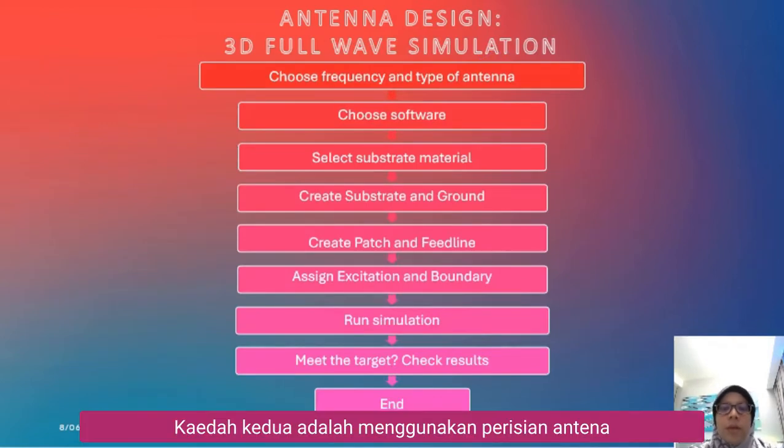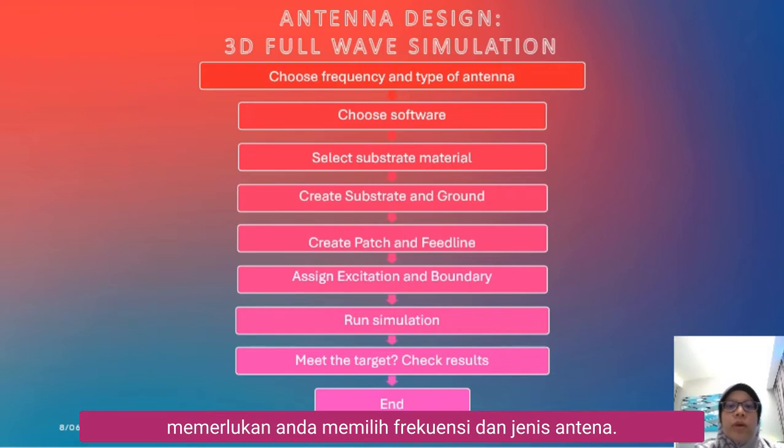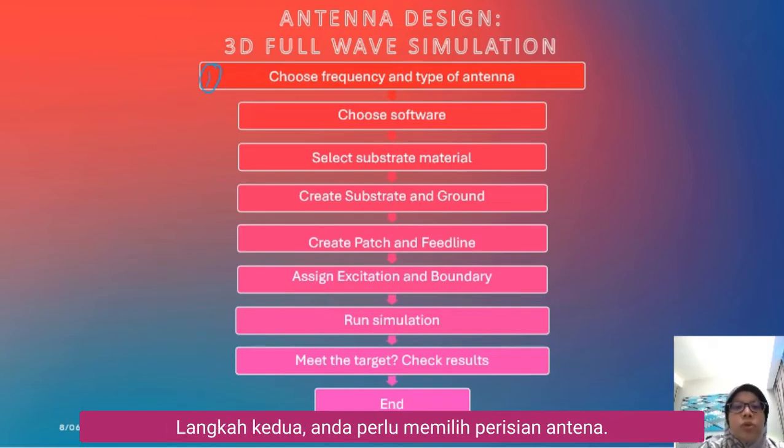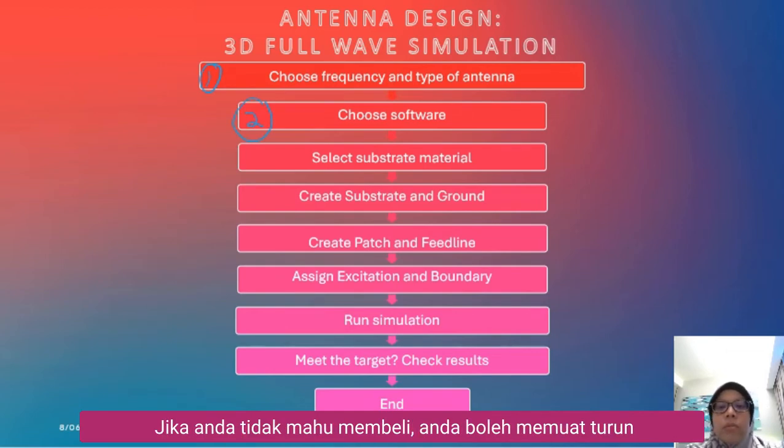So the second step to design an antenna is by using 3D full wave simulation software. Similar to the first method, the cut and trial method, you need to choose the frequency first and the type of antenna. Okay, for the first step. The second one is you need to choose the software, the available software. So if you do not prefer to purchase, you can download the free trial software, okay, in order for you to design the antenna.